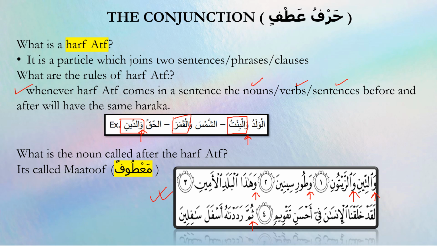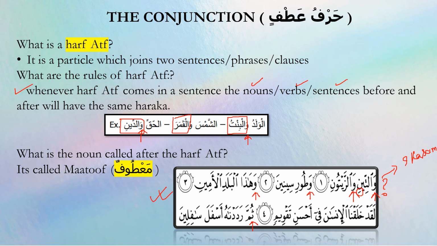So let's see what this harf atf is. Is it a harf atf or not? First of all, you should check the noun. If there is nothing before the ayah, and you check the noun and it has a kasra, know that this waw is waw al-qasam. This is for oath. Allah is taking an oath by the things He has created.